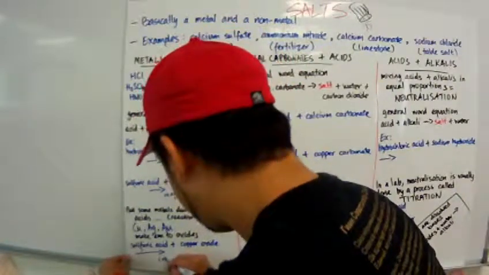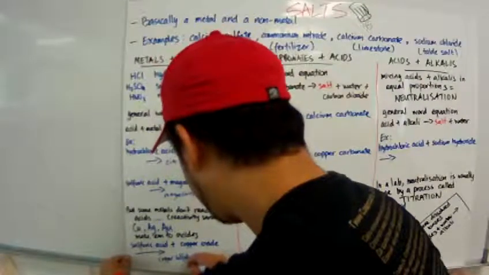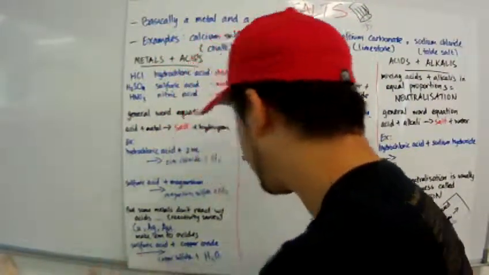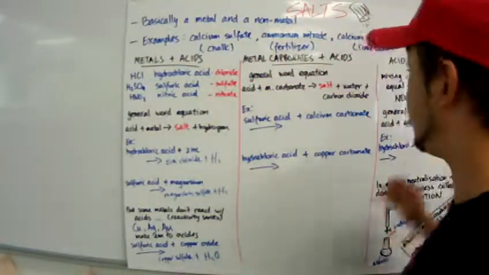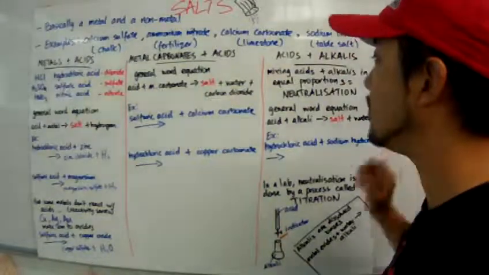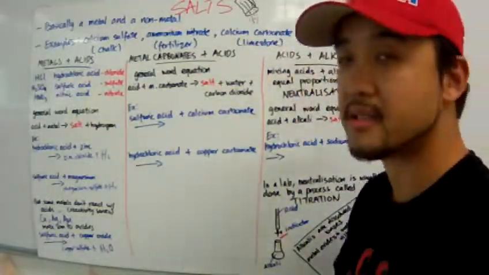Here we go. Copper sulfate and water, H2O. So there we go. Metals and acids. Now, what about making salts from carbonates?